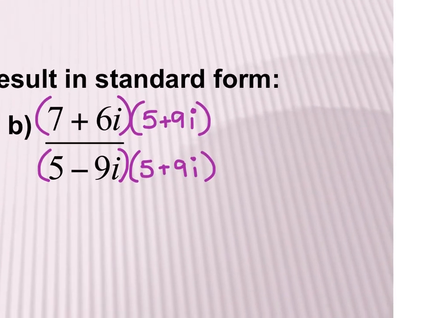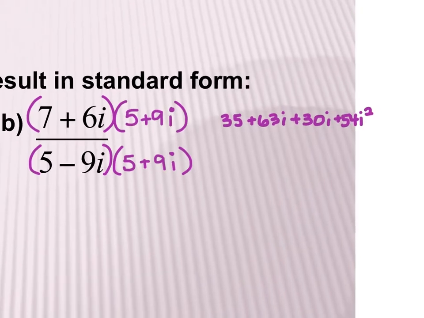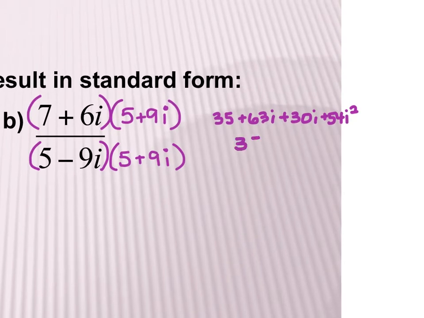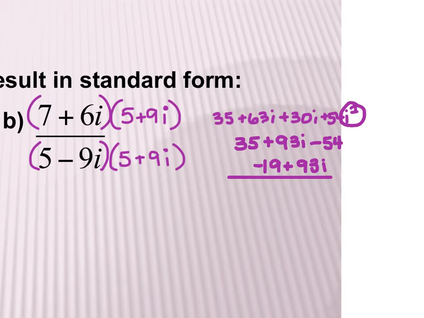So let's work through the top first. So 7 times 5 is 35. 7 times 9i is 63i. 6i times 5 is 30i. And 6i times 9i is 54i squared. So my numerator is 35 plus 93i. This is a negative one, so negative 54. Combine my like terms there, and I get negative 19 plus 93i. So that's my numerator.